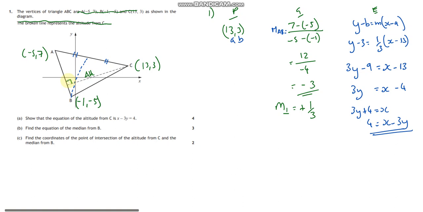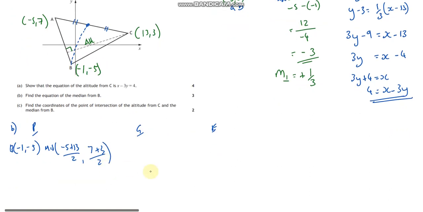Okay, so we'll do this down here, part B. So same again, point, gradient, equation. Now I know one point, I know B is -1, -5, and I can actually work out this midpoint here by adding together the x's and dividing by 2, and adding together the y's and dividing by 2 as well. So my midpoint is going to be -5 plus 13 divided by 2, and 7 plus 3 divided by 2. So I'll maybe just move these over a little bit. P, G, and E.